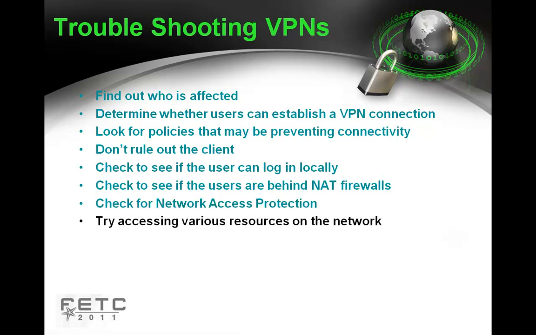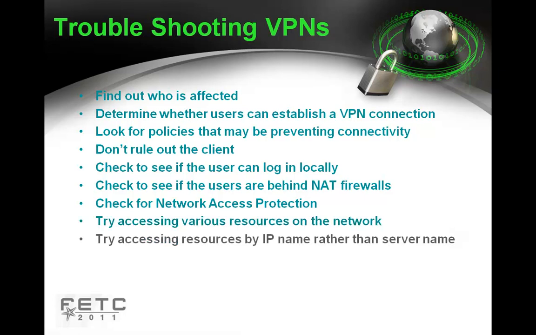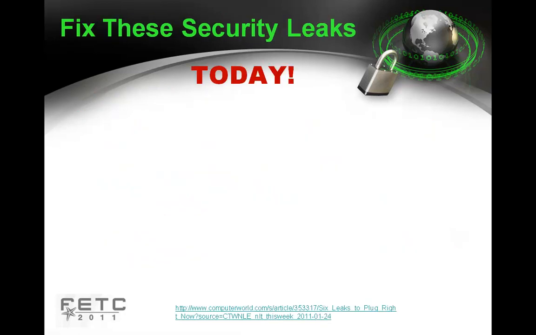Try accessing various resources on the network, and try accessing resources by IP name. I've had so many people who've had issues with DNS, and they never knew they had issues with DNS. So we said, let's just type in the IP number for this printer or this switch, or this server, and let's see if we can get to it. Oh, now it's working fine. But when they try to get to it through its UNC path, it's not working. They have a DNS issue. Is the connection not working, or is it just painfully slow?